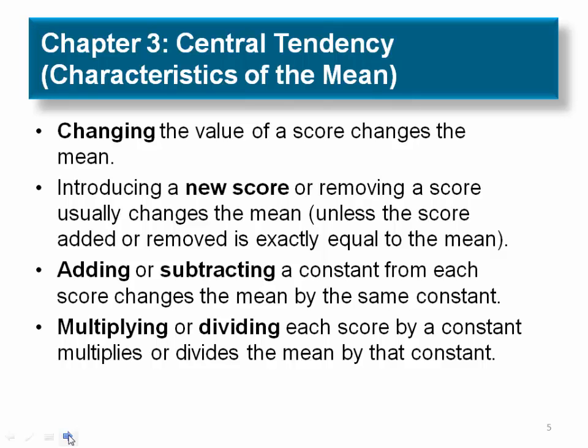Mathematically, changes made to the scores in a data set result in predictable, consistent changes to the total of the scores, the sum of x, as well as the mean values that are generated by the formula.